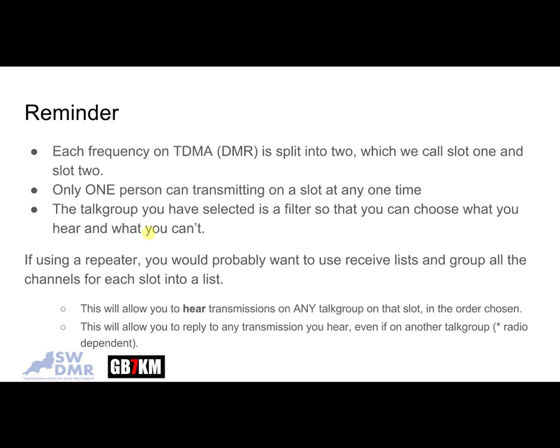However, if you're using a repeater, you'll probably want to use receive lists and group all the channels for each slot that you want to listen to. This will allow you to hear transmissions on any talk group on that slot in the order chosen in the list. This will also allow you to reply to any transmission you hear, even if it's on a different talk group, but this is dependent on your radio.